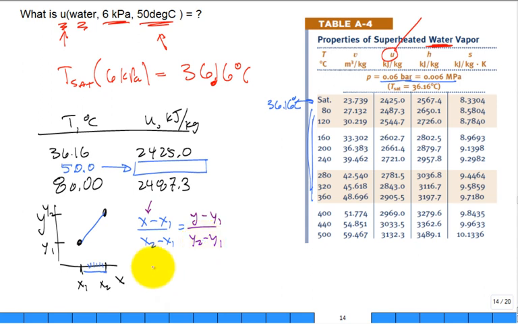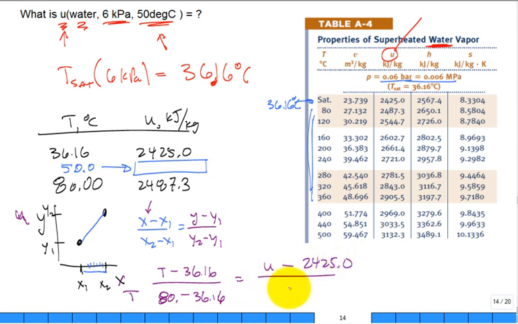So here what we're going to have is not x as an input. This time it's temperature as an input. Not y as an output, but u, internal energy, as an output. So it'll be T minus 36.16 divided by 80 minus 36.16 is equal to my desired u minus the u1, 2425.0, divided by 2487.3 minus 2425.0. Did I do that okay? And then now I put in my numeric value of 50, and I have it.